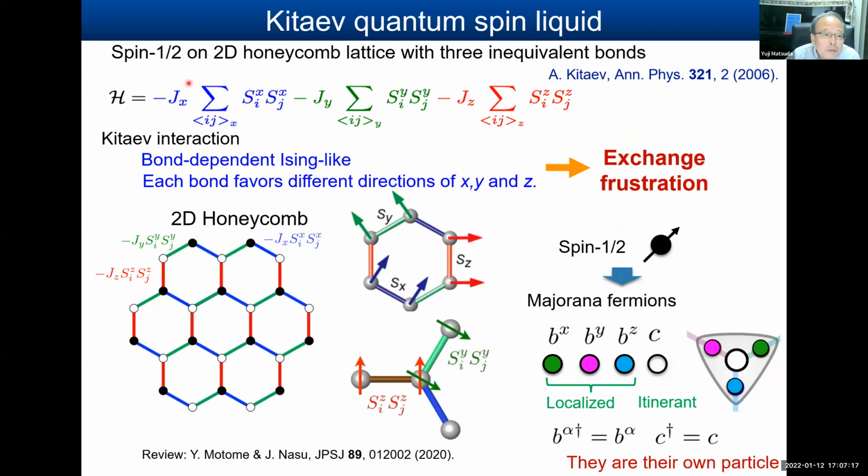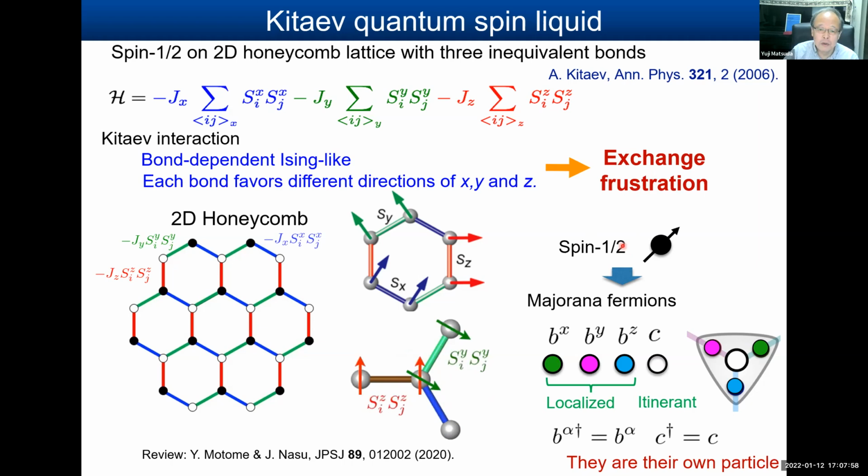The Kitaev model describes spin-1/2 on a 2D honeycomb lattice with three kinds of bonds. The Kitaev interaction is Ising-like and bond dependent, so each bond favors a different direction: X, Y, and Z. If the spins are aligned around the Z axis, the bond energies around the X and Y axes are not lowered. The spins cannot satisfy three different configurations simultaneously, leading to exchange frustration. Because of this exchange frustration, the system shows a quantum spin liquid.